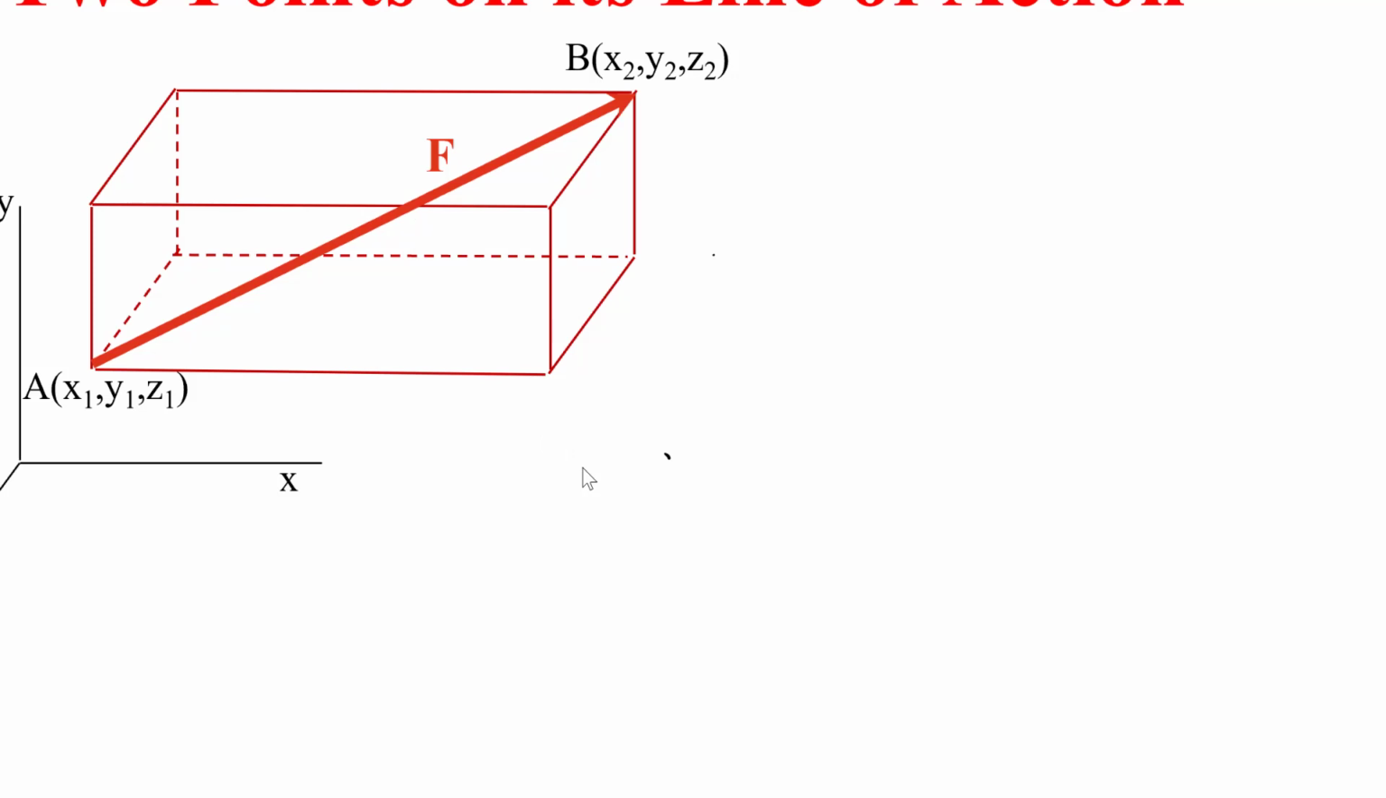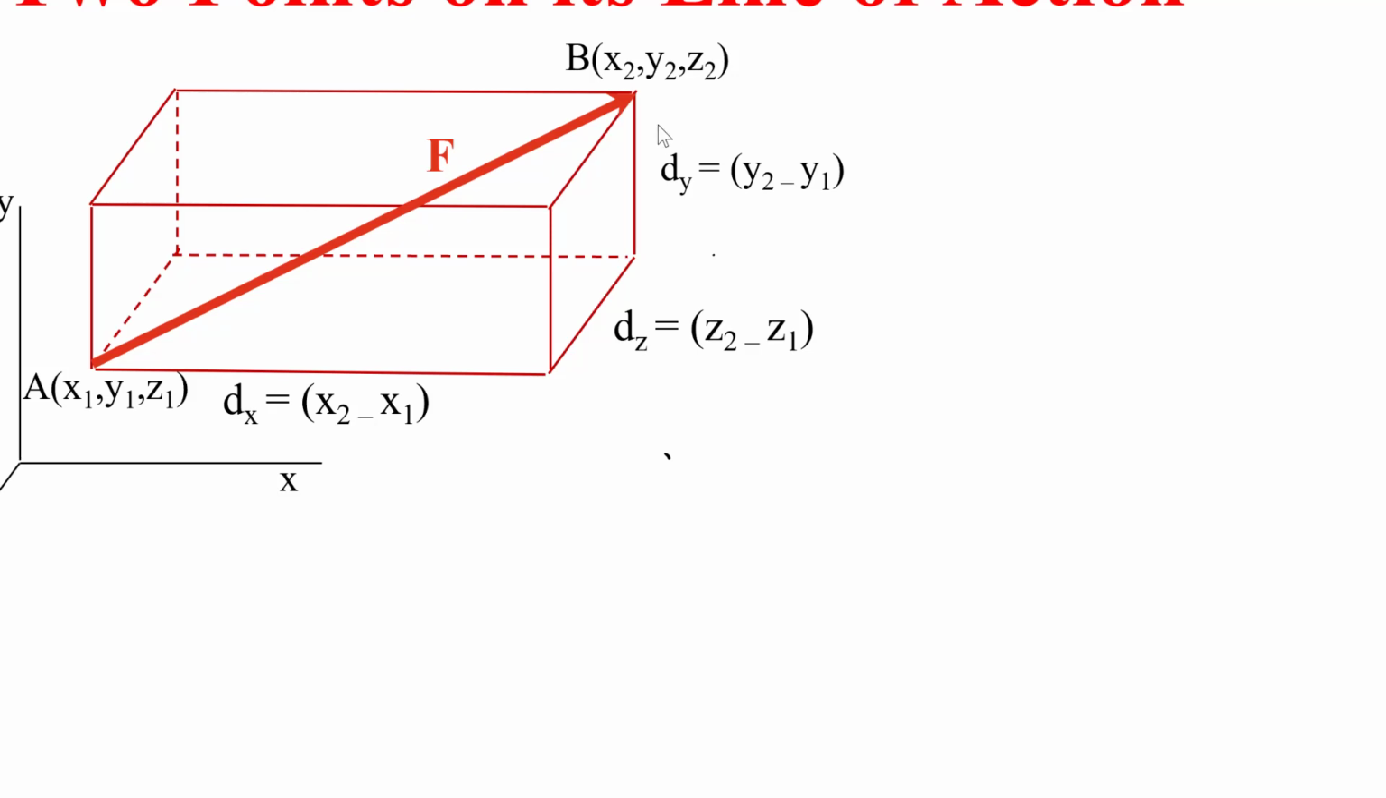To determine the components, we need to calculate what? The amount of displacement, the amount of motion in the x direction, the amount in the y direction, and the amount of distance in the z direction. How do we get that? You just subtract x1 from x2 to get dx, y2 minus y1 to get dy, and z2 minus z1 to get dz.